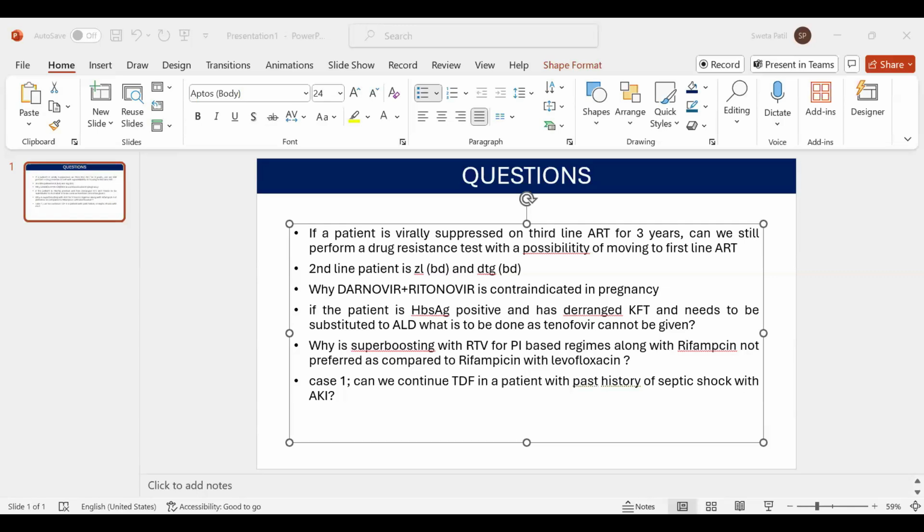Then second line patient is... Ma'am, the DTG BD. Yes, I didn't understand this question. Okay, second line is BD. I'll take that question for now, ma'am. I'll take the third question.